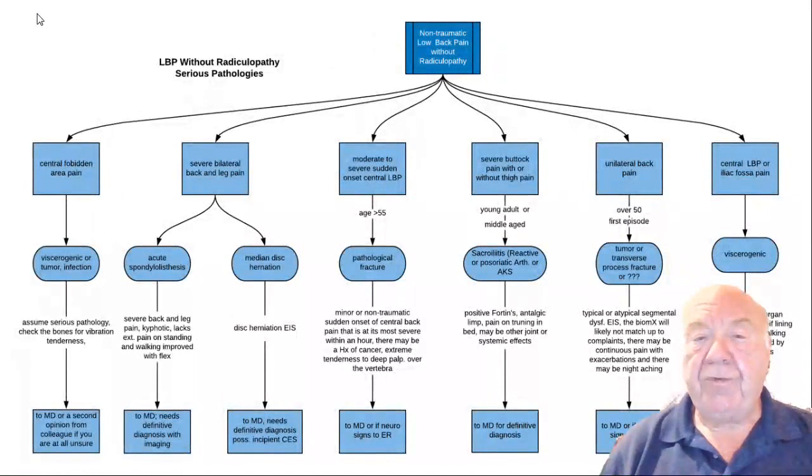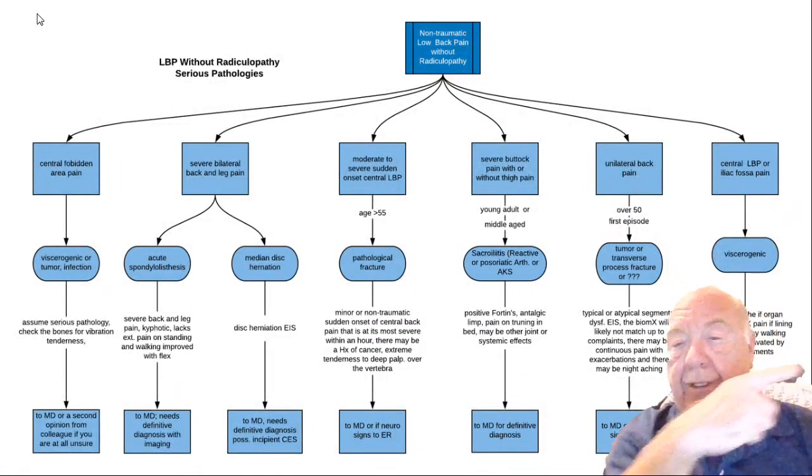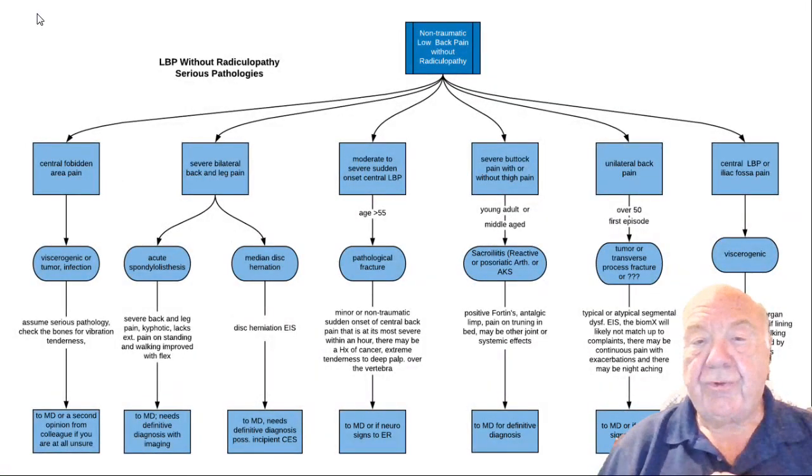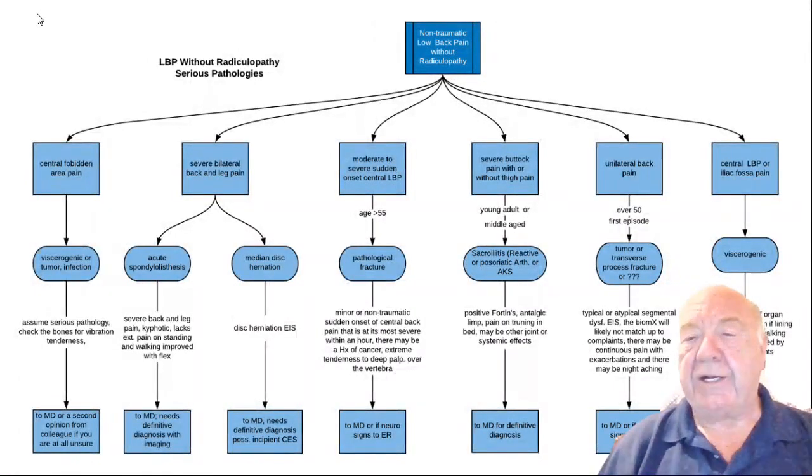Okay, moving along to that way. Moderate to severe sudden onset of central low back pain. Age greater than 55. Pathological fractures. That's what you need to keep in your head. Pathological fractures.